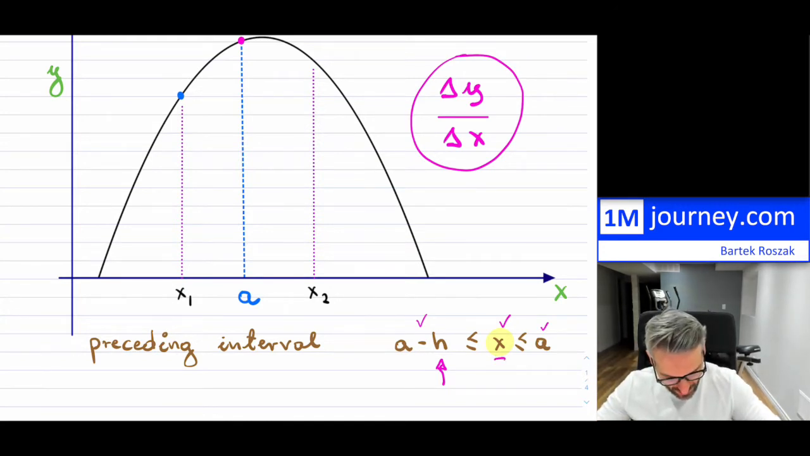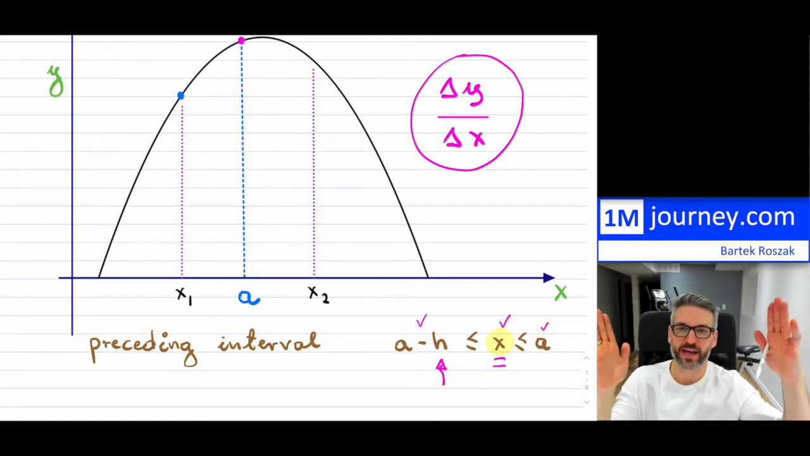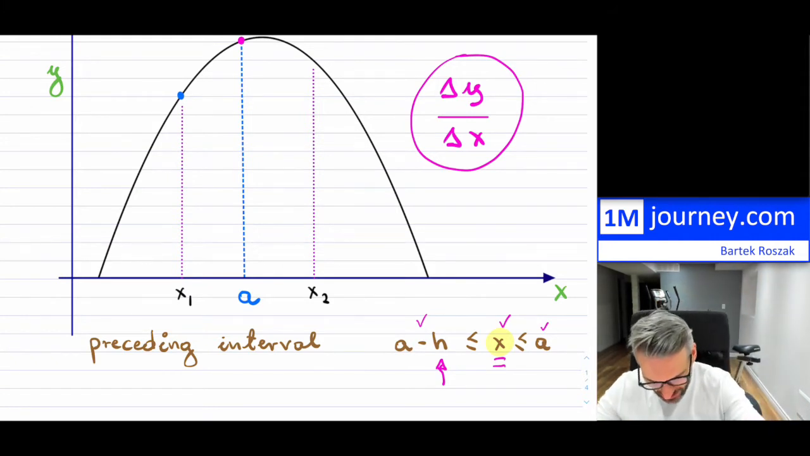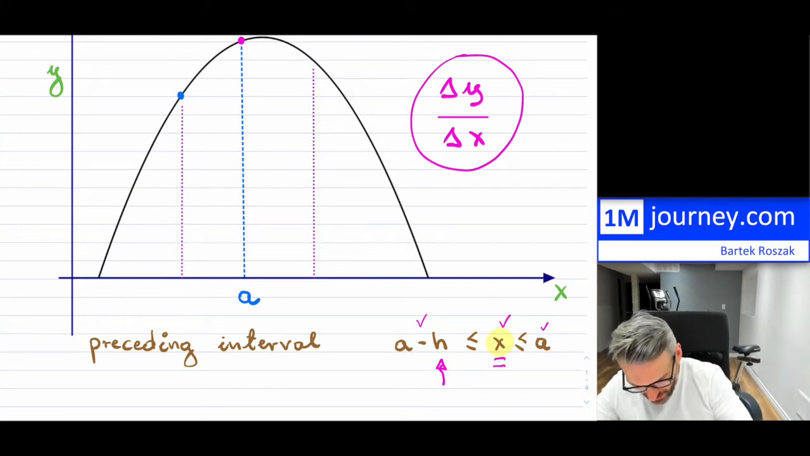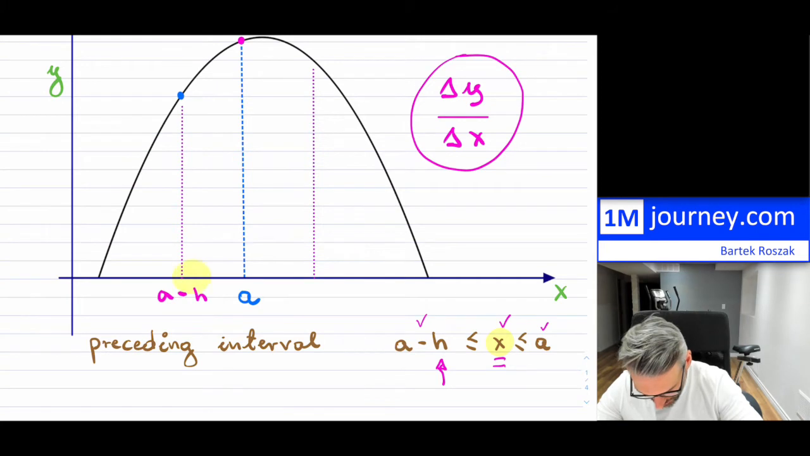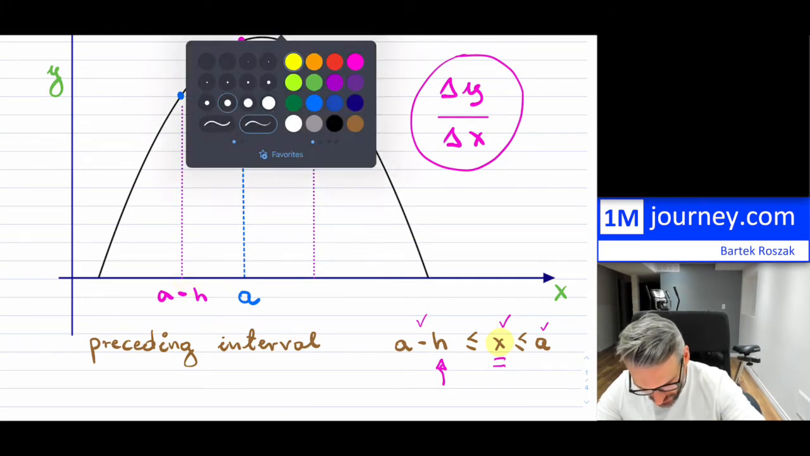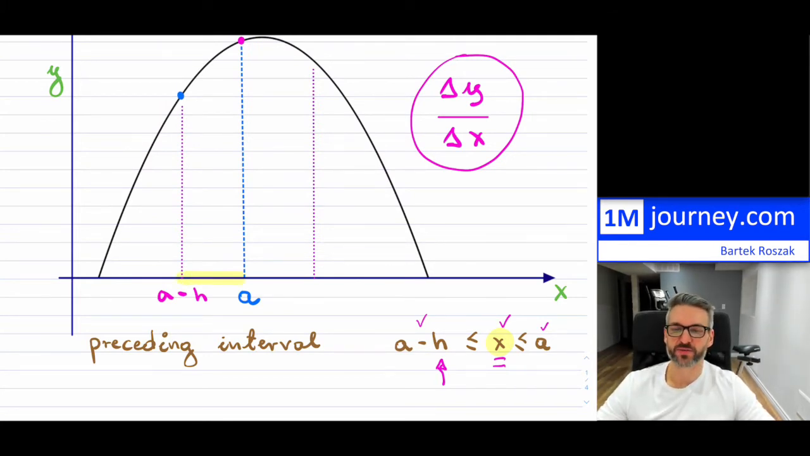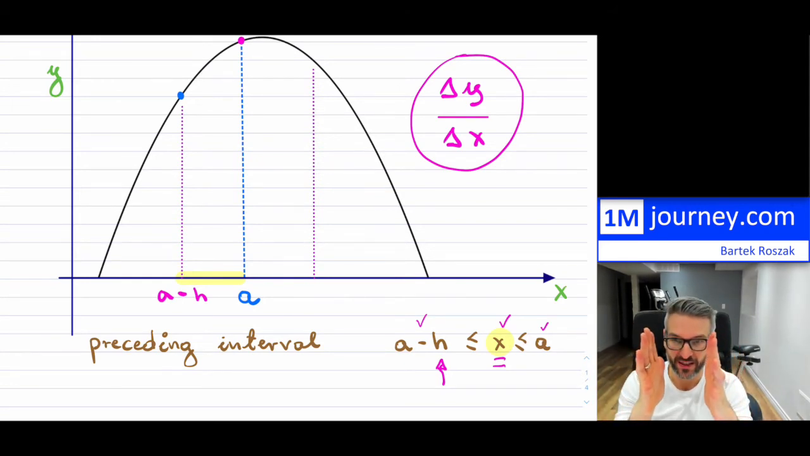This x, your input, gets squeezed in between, and it just starts approaching a closer and closer. So the preceding interval would be, if it was further away, this would have been a minus h. So you have this preceding interval, and that would be the distance right here that I'm going to highlight for us. That would have been the preceding interval. And as you make h smaller and smaller, if it's a positive number, that's going to be squeezing it in and getting closer and closer to the a. So we call that the preceding interval.